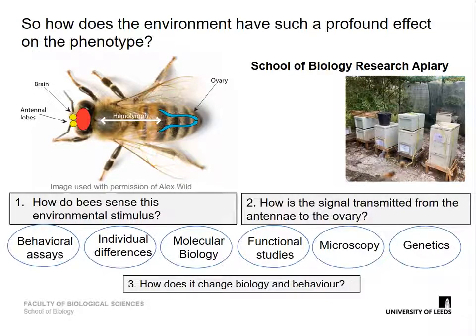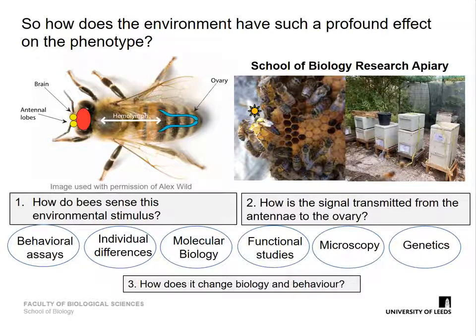So to address these really important questions, I use a variety of techniques and a variety of resources, but probably the most important resource is the School of Biology Research Apiary, which is located just outside the biology building at the University of Leeds. Inside the apiary at the moment we have 10 honeybee colonies, and each colony is made up of multiple frames like the one you can see in the photograph here.